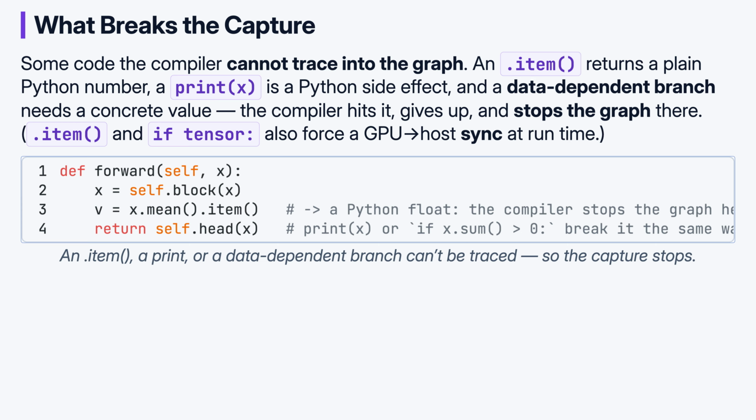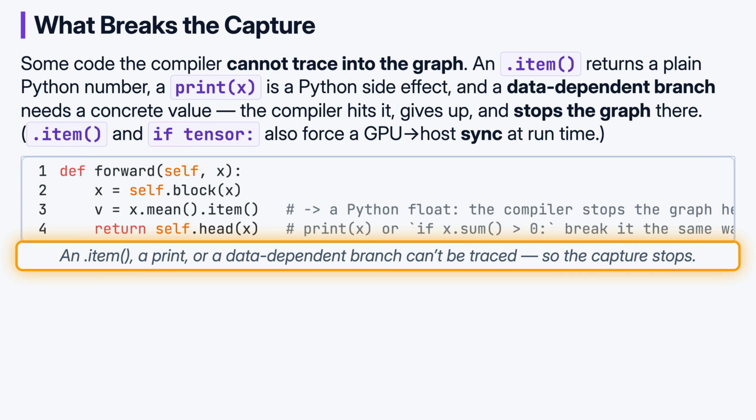One more honest note. An item call, or an if on a tensor, also forces a GPU to host sync at runtime, but the break itself is a trace-time decision. An item call, a print, or a data-dependent branch can't be traced, so the capture stops.